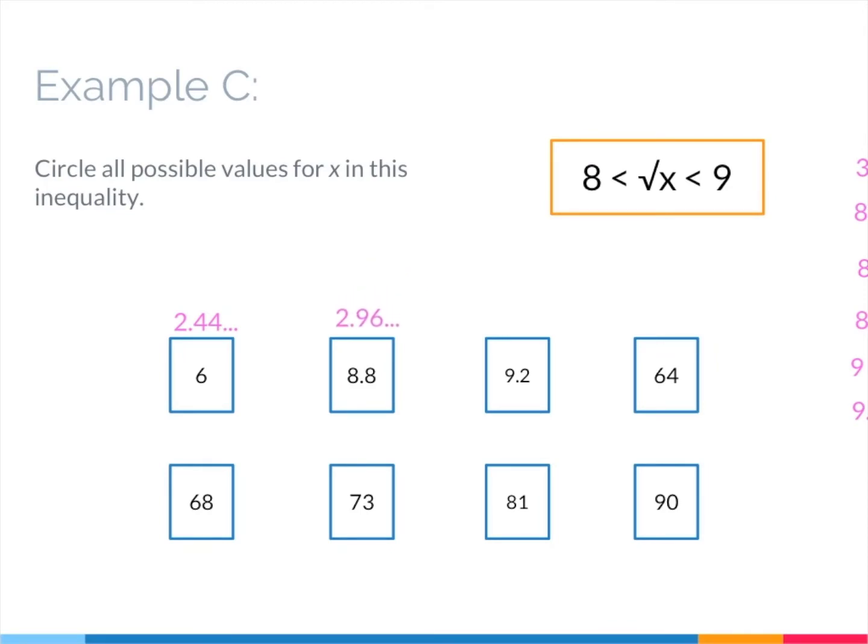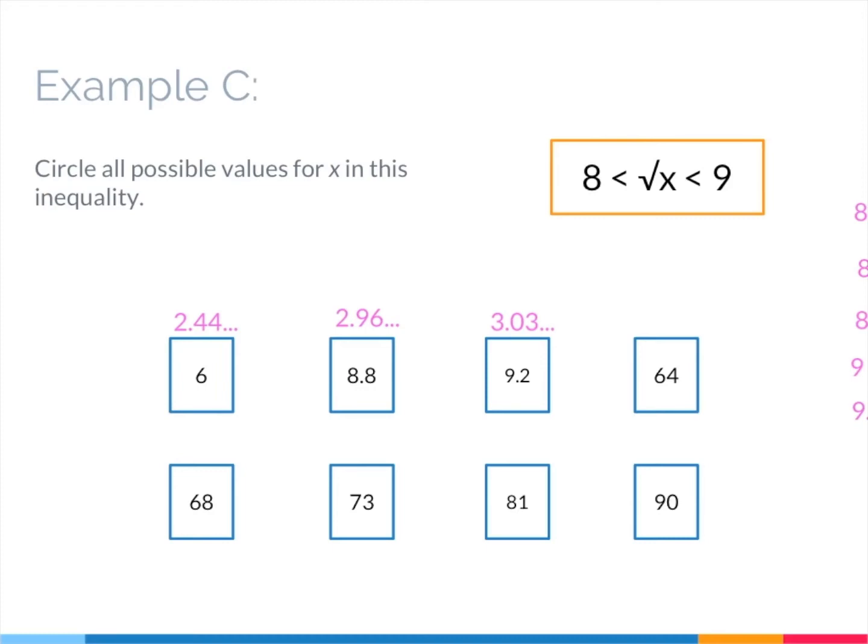9.2, at this point I know 9.2 may be more than 9, but I'm not looking for 9.2, I'm looking for the square root of 9.2. So I'm going to type 9.2 in my calculator, hit that square root button, and when I do, I get 3.03 on and forever, and that does not fall between 8 and 9. So far we have no correct answers.